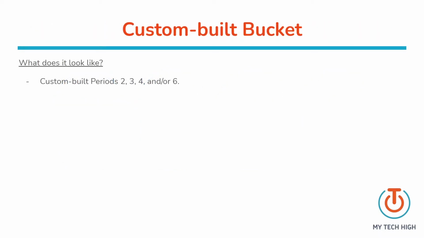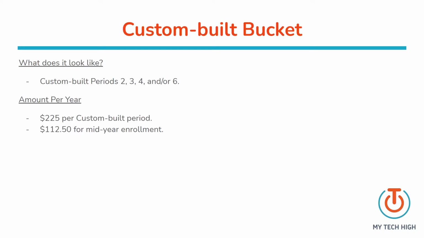The custom-built bucket is the trickiest bucket because of how customizable each child's schedule is. This bucket is for custom-built courses in periods 2, 3, 4, and/or 6 on your child's schedule. This bucket receives $225 for each applicable course. This means that if my child has periods 2, 3, 4, and 6 all as custom-built courses, then they would have $900 available for reimbursement from the custom-built bucket.